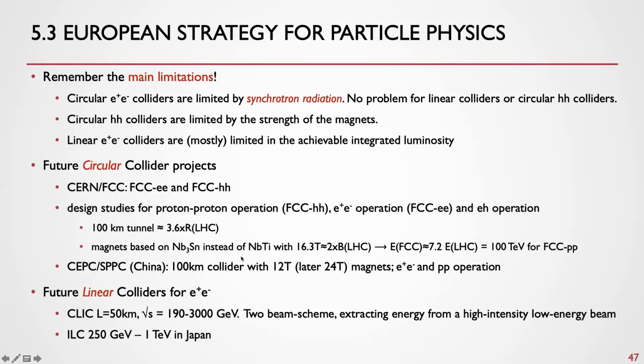And then there are future linear colliders for e+e-. A famous one, an important and interesting one, is the CLIC collider. It's also at CERN, with a length of up to 50 kilometers. Linear colliders are sold on the premise that they are a little bit cheaper than the expensive hadron machines.